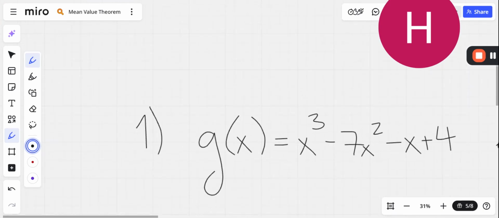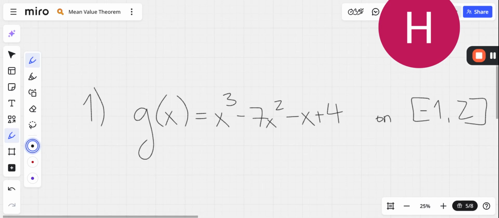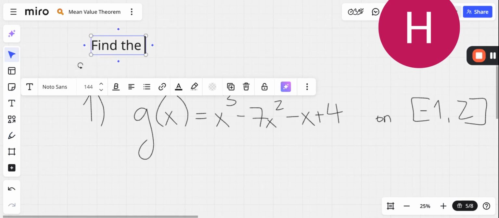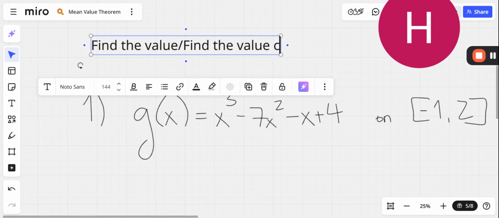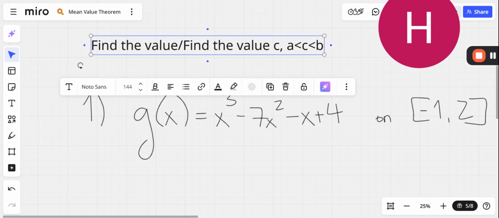We're going to start off with this here, which is just a cubic polynomial. And the way that they'll phrase the question, I might as well give you the heads up on that. A lot of times they'll phrase it in the following way. They'll say something like, find the value. Sometimes they'll say, find the value c. And then sometimes they'll say like, a is less than c is less than b. They won't always say it like that, but that's what you should kind of realize that they're asking you.